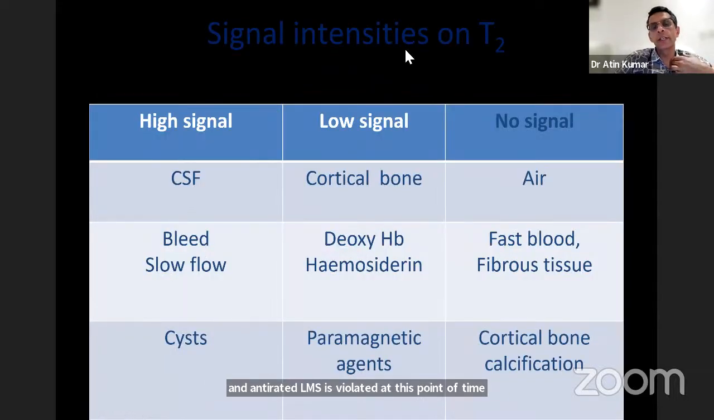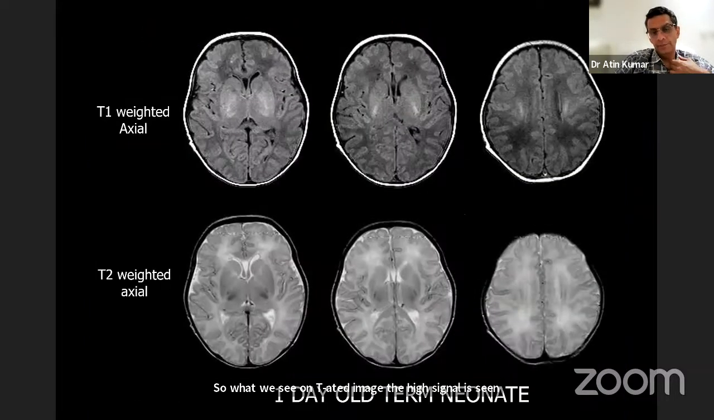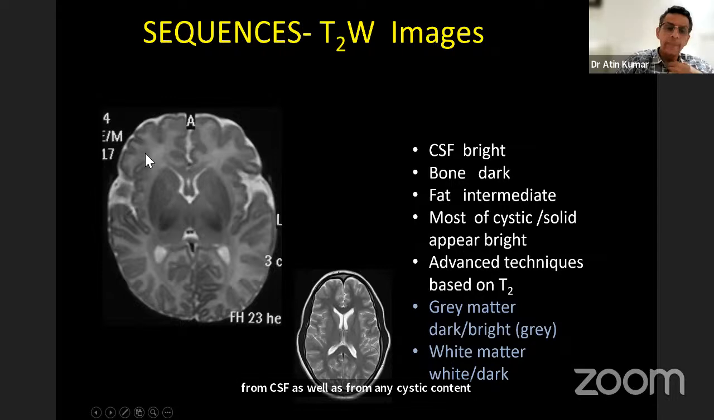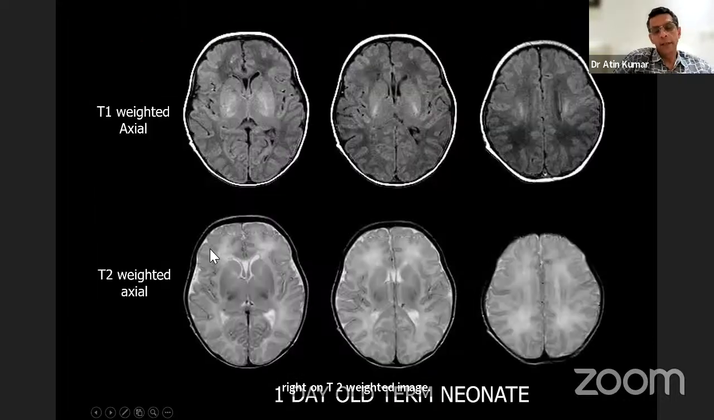So what we see on T2 weighted image, the high signal is seen from CSF as well as from any cystic content. Okay, what is the importance of T2 weighted image? Most of the pathologies appear bright on T2 weighted image. Most of the pathologies. There are some exceptions. We'll look at it, but most of the pathologies appear bright on T2 weighted image. So we use the T2 weighted image to look at the pathological conditions.